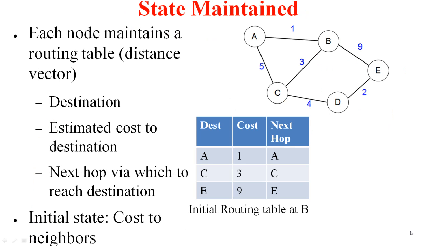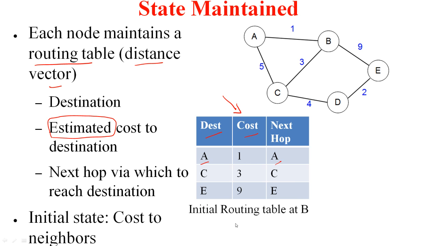Basically the following. Each node maintains what is called a routing table. This is also called a distance vector. So here is the state that it maintains. It consists of three components. One is the destination. Another is the estimated cost to the destination. I would like to emphasize estimated because it doesn't really know the exact cost. It is making an estimate, and as the algorithm proceeds, this estimate will converge to the actual cost. And to reach the particular destination, which hop should it take?